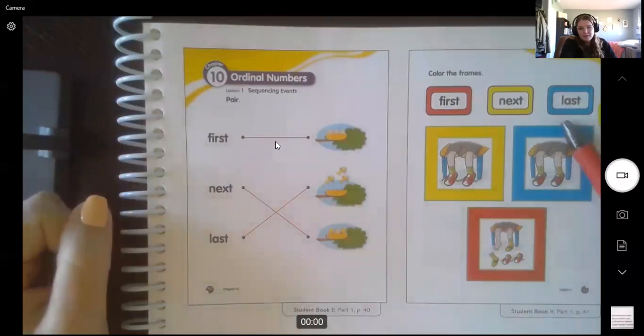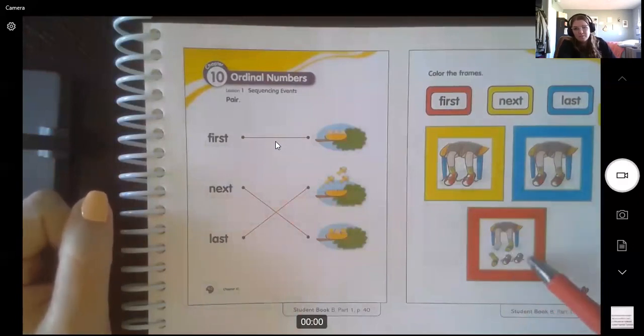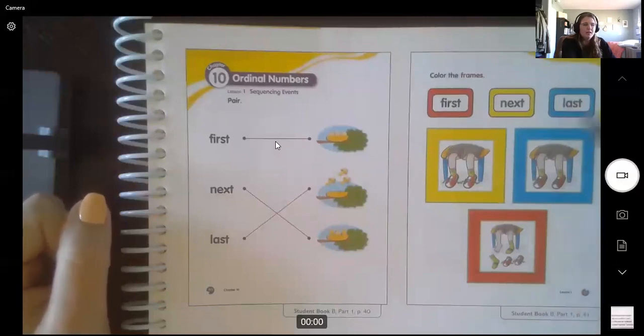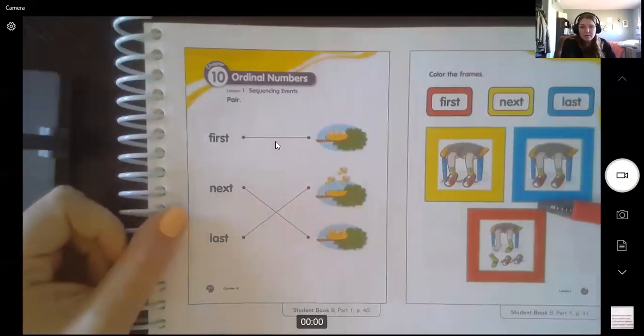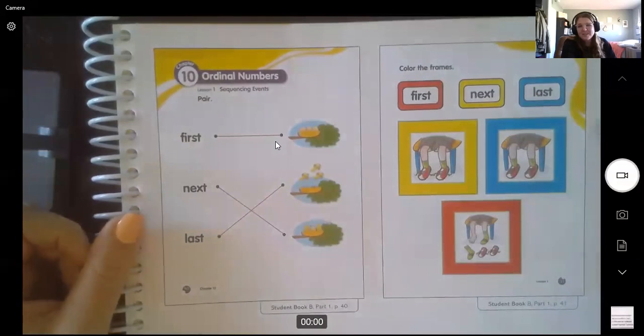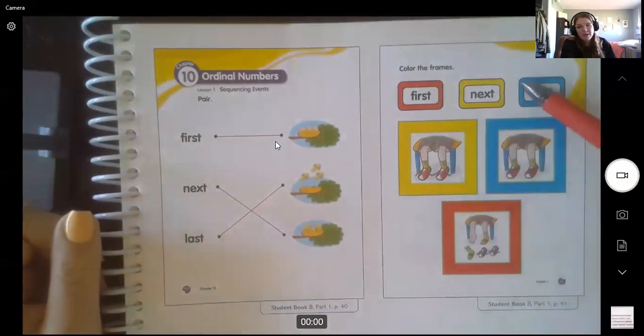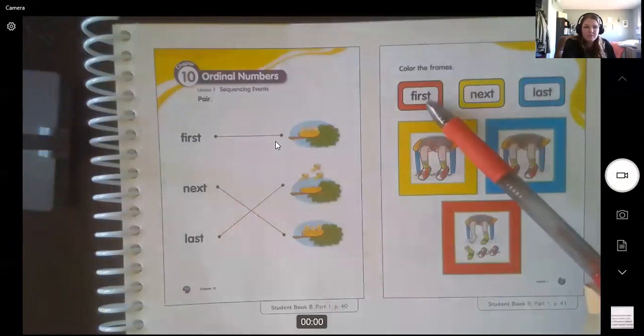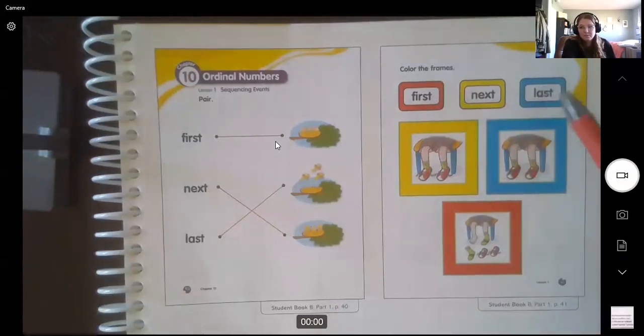So again, my book is complete because I have the teacher's edition, but in your student's book, these frames are all blank and they need to color them the correct color. Again, this video isn't for the student, it's for the parent, so you know how to teach it. So again, you're helping them understand first, next, last verbiage.